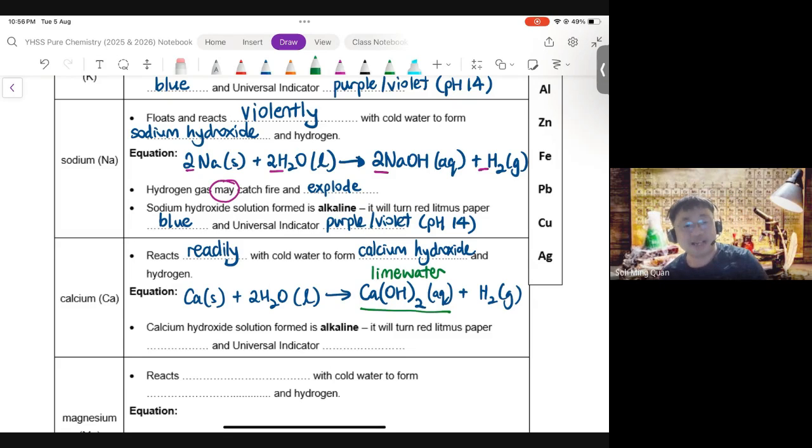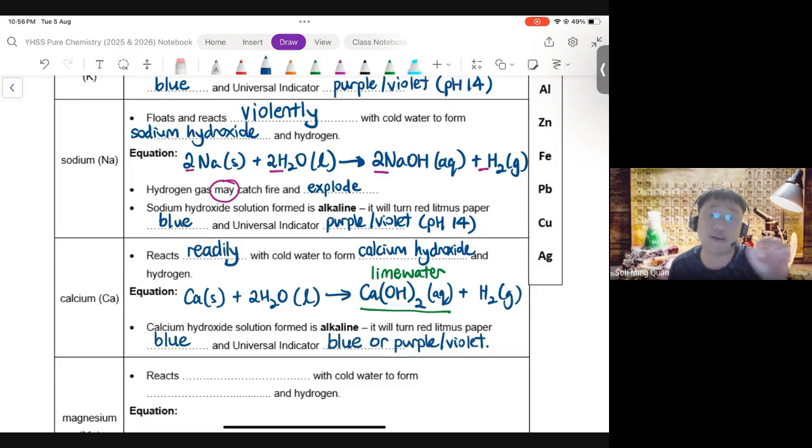Okay. Now, lime water or calcium hydroxide is alkaline. So it will also turn red litmus paper blue and universal indicator blue or purple. Now, here there's blue because it depends on the concentration of calcium hydroxide. Calcium hydroxide is not as strong an alkali as sodium hydroxide. So calcium hydroxide can sometimes have a pH of 10. At pH 10 it is blue with universal indicator.